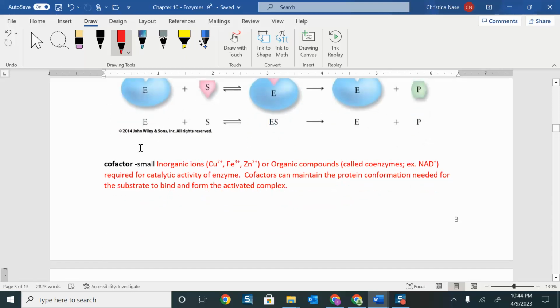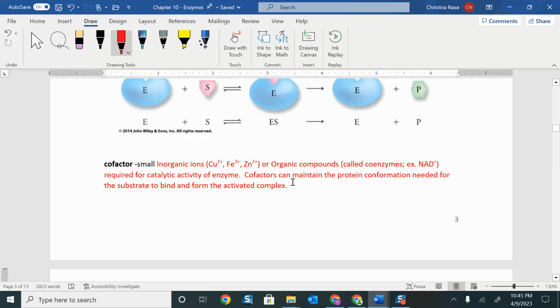We mentioned a cofactor. Cofactors could be small inorganic ions, so it could be something like copper or iron or zinc. It could also be an organic compound, and if it's an organic compound, we call that a coenzyme. But what are they? They're just something that's also required for the enzyme to perform the catalysis, so in order for catalytic activity of the enzyme to happen.